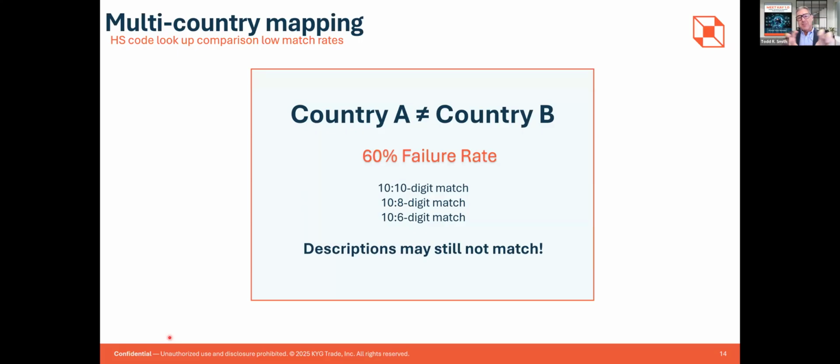And then we have techniques, programmatically, systematically, where you can say, okay, so I have a 10-digit code in the US, let's back off and look at an 8-digit match or a 6-digit match. And then you can get a little higher percentage of codes that match. But as some of you may know, even if it's a direct 10-digit code in the US to a 10-digit code in some other country match, the descriptions may not match. So even though you've had a systematic match, qualitatively, because of the descriptions not being the same, you're not matched.